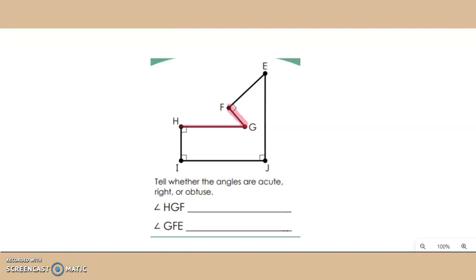And we have to decide, are they acute, are they right, or are they obtuse? So looking at this angle here, he looks like a really narrow angle. So we're going to put down HGF is acute. Acute means very little. It's a small angle.